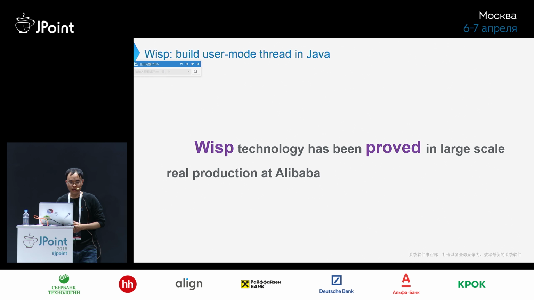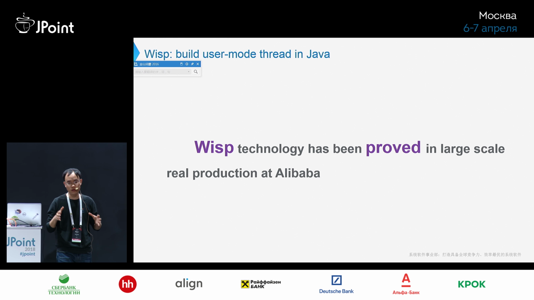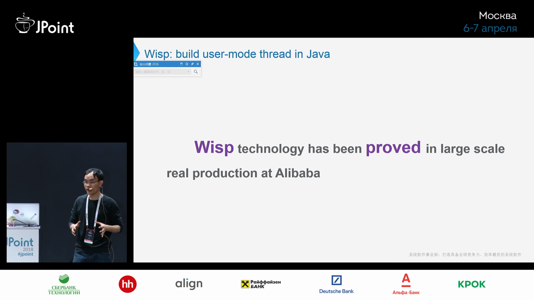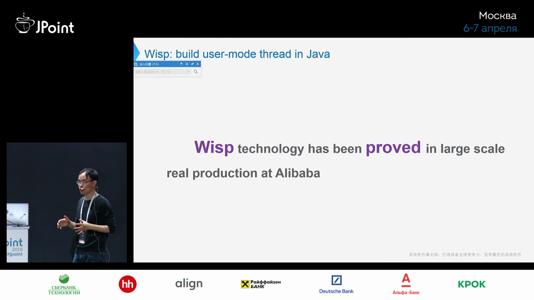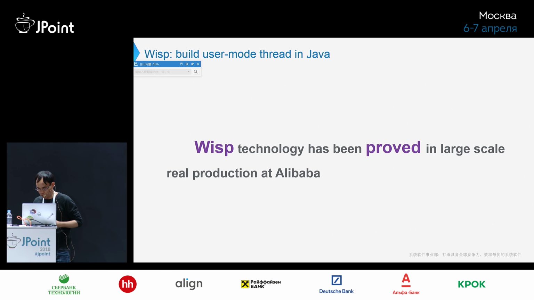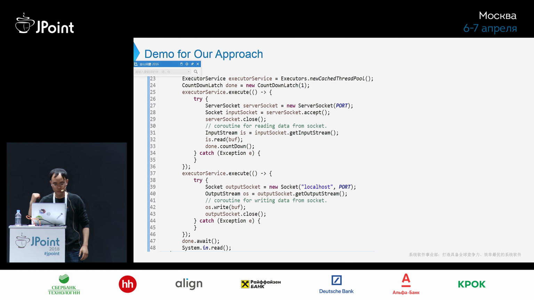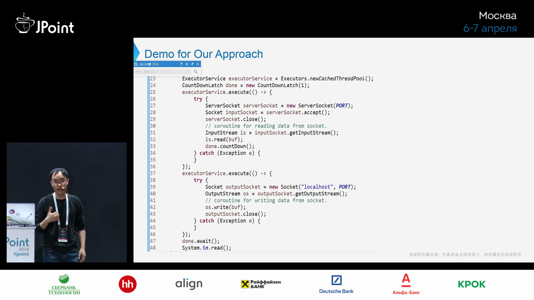Okay, the last important thing is our coroutine mechanism implementation has been widely used in Alibaba. We proved it does work for Java. Let's go to details. Before that, I will give you a demo example.